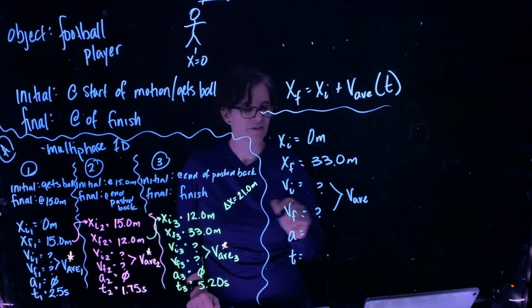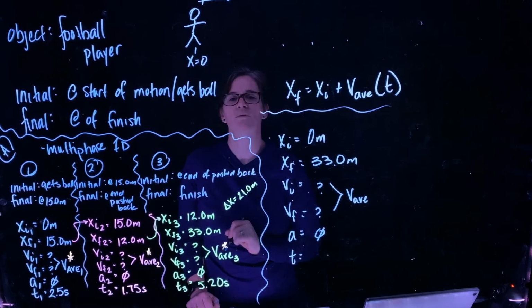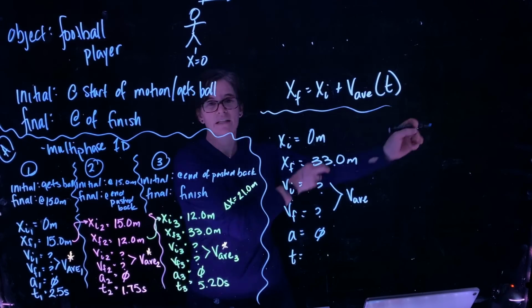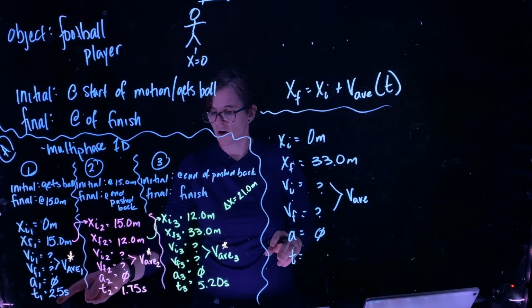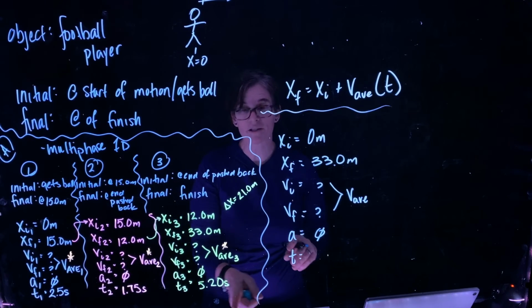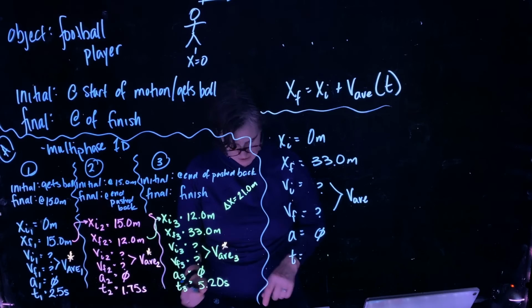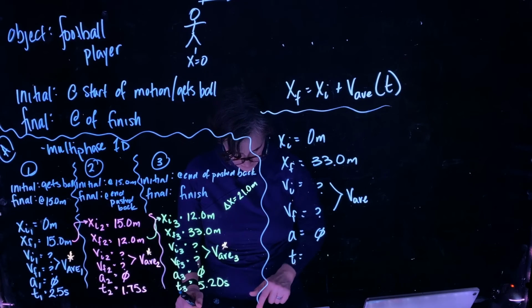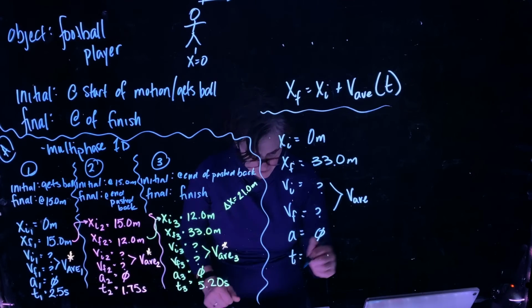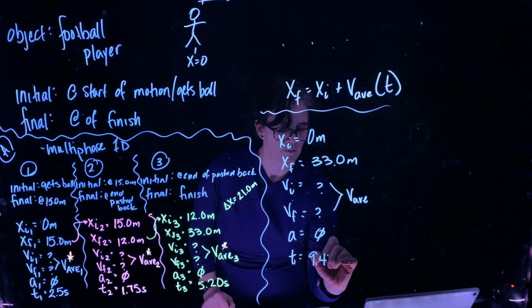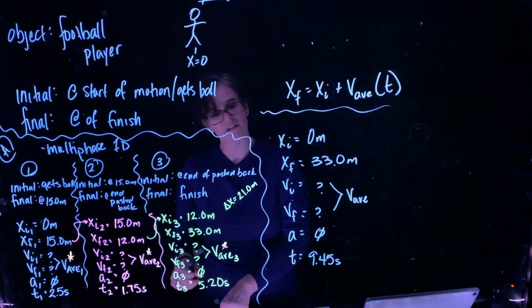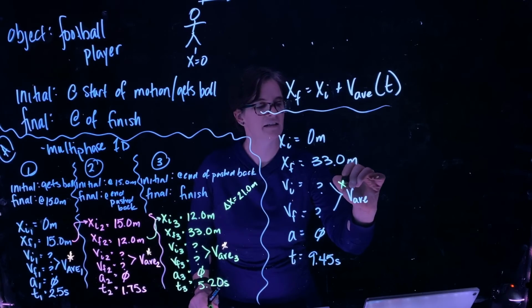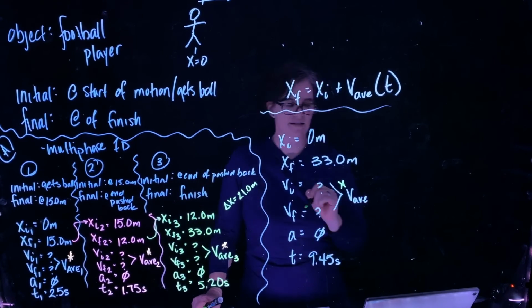Now, we don't know our initial or final velocity, but we're interested in the average velocity over that entire amount of time. Therefore, we're going to look at the average velocity without any acceleration periods. And what is our time? Well, our time is the total time it took to go through phase 1, phase 2, and phase 3. So we have 2.5 plus 1.75 plus 5.2, and we end up with a total time of 9.45 seconds.